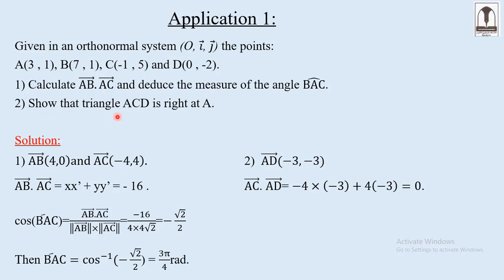Second, show that the triangle ACD is right at A. If you want to show that this triangle is right at A using the scalar product, then we have to show that AC scalar AD is equal to 0. So, first, we will find the components of the vector AD, and we already have the components of the vector AC. AC scalar AD is equal to xx prime plus yy prime, which is equal to 0. Then AC and AD are two orthogonal vectors. Then the lines AC and AD are perpendicular, hence ACD is right at A.